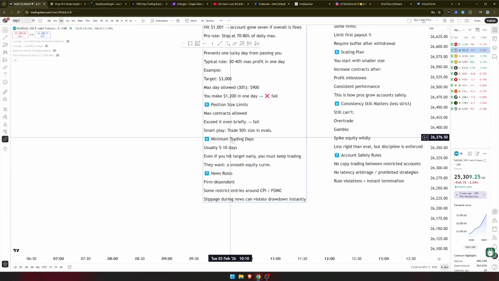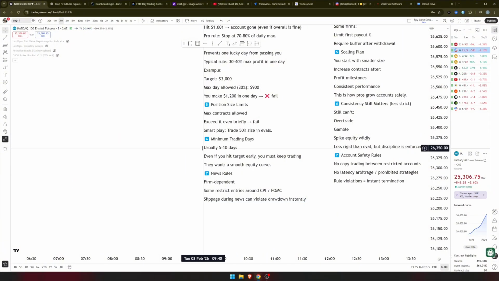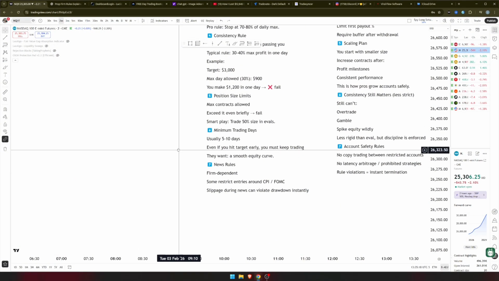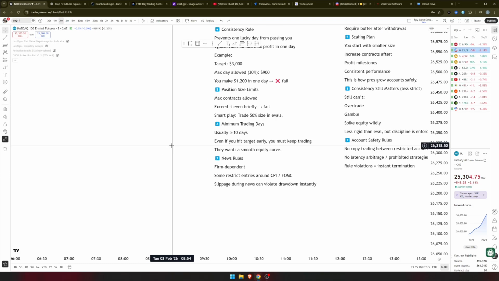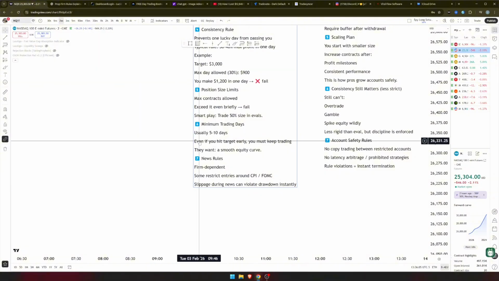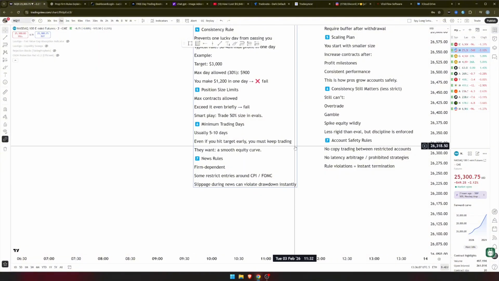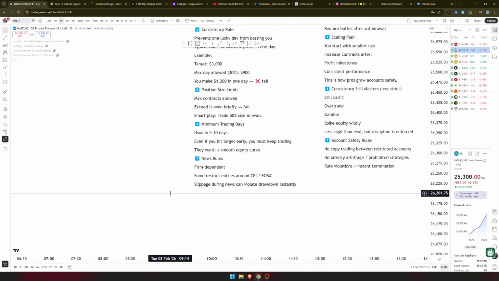And then some have a minimum number of trading days. Usually within 5 to 10 days. I know Apex has an 8-day minimum where 5 days need to be green out of the 8 days, and then you can qualify for a payout. They also need a profit target to hit in the fundeds in order to get a payout, but we'll get back into that as well. And with the minimum trading days, even if you hit your target early, you must keep trading. They just want it to be smooth and have an equity curve.